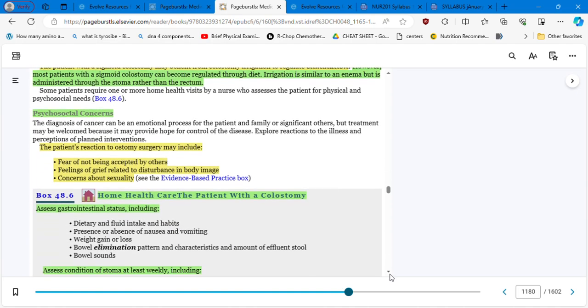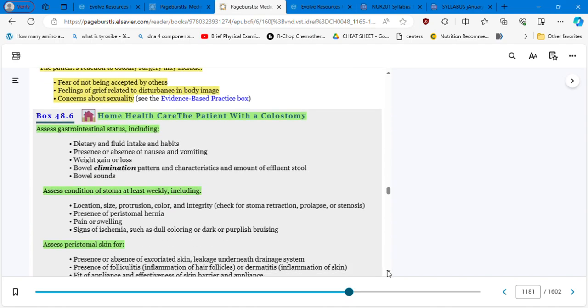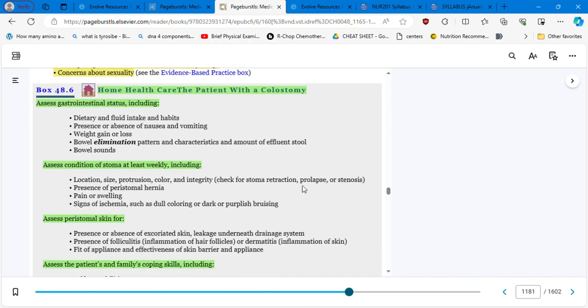And then psychosocial concerns. The patient's reaction to ostomy surgery may include fear of not being accepted by others, feelings of grief related to disturbance in body image, and concerns about sexuality. So a lot of psychosocial support must be provided.